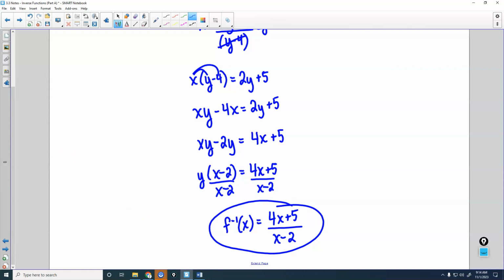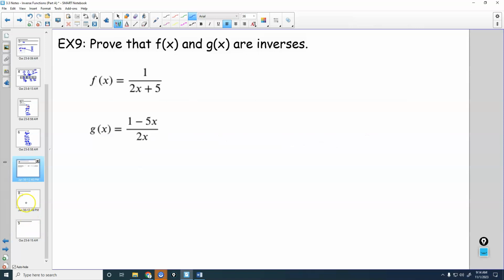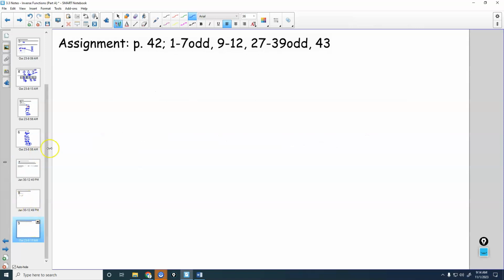Let's see. We need to get to our quiz. Let's see here. I may just do that at the beginning of class tomorrow. So let me look at this assignment here.